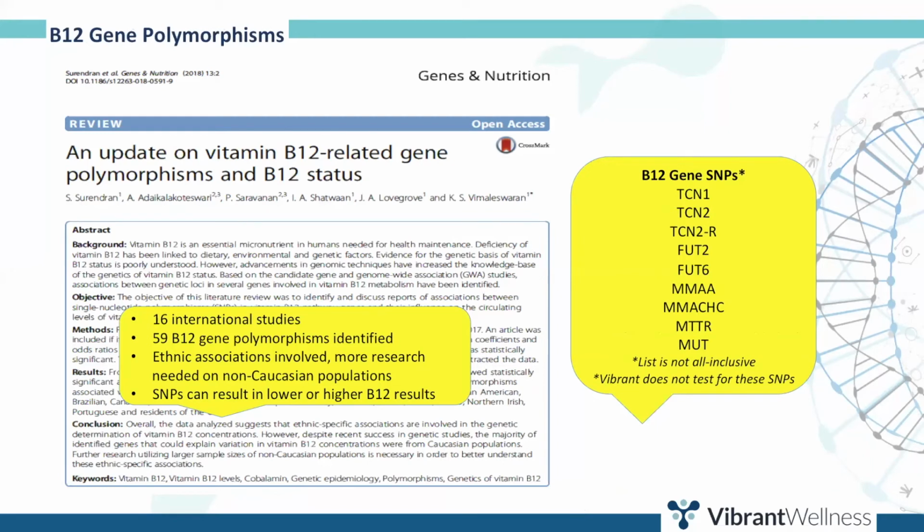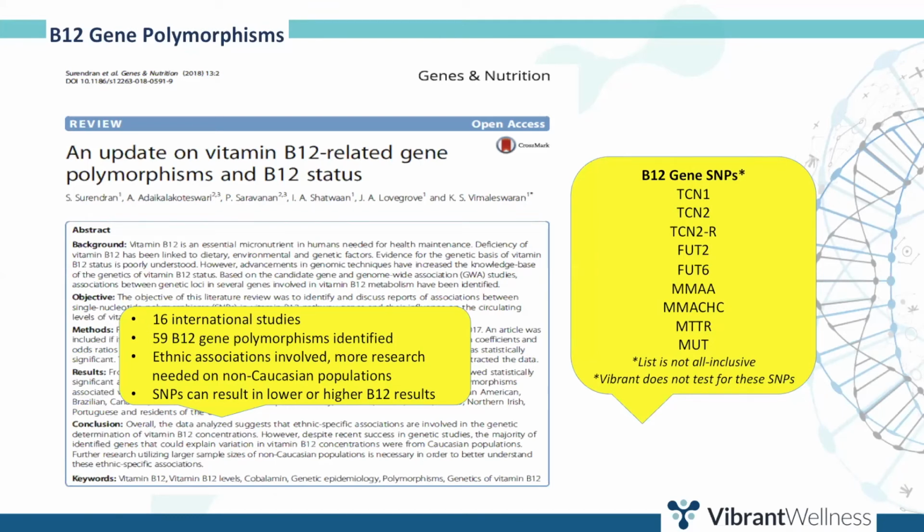Definitely ethnic associations are involved, and interestingly, more research is needed on non-Caucasian populations, although that's kind of true with a lot of health disparities. A lot of the research is done on Caucasian populations. But there are a number of B12 SNPs that can result in either lower or higher B12. This is not an all-inclusive list.